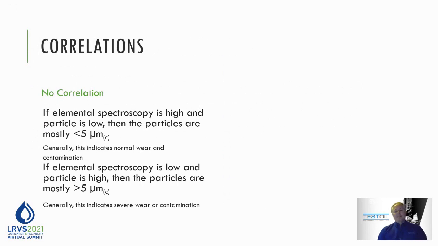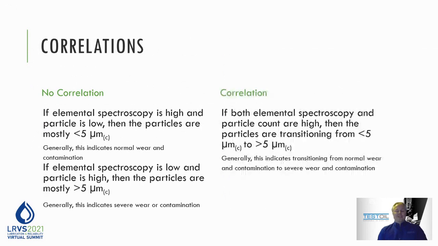But what happens if they do correlate? What happens if they are moving in the same direction? Well, that generally tells you that you've got particles on both sides of the equation, that you've got particles smaller than about 5 microns and a lot of particles larger than 5 microns. And that usually means you're in that transitory period between normal wear and contamination and moving towards severe wear and contamination.